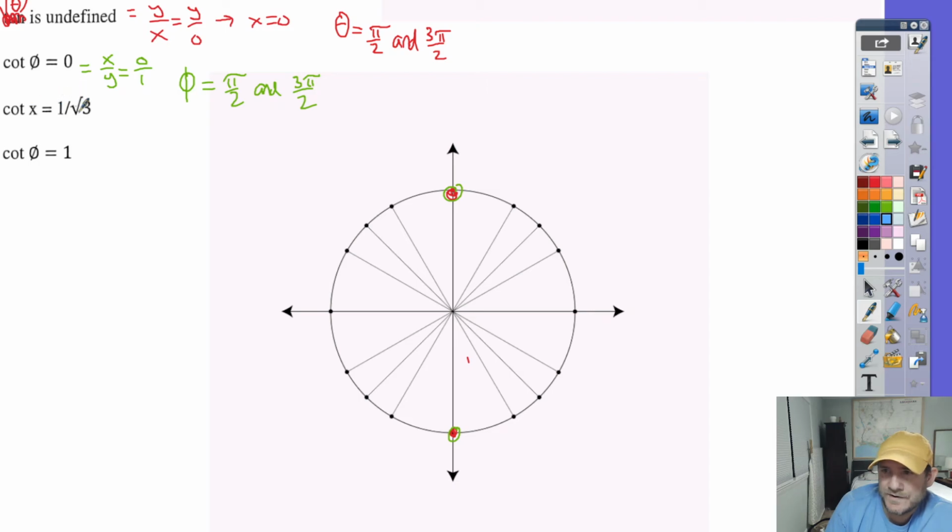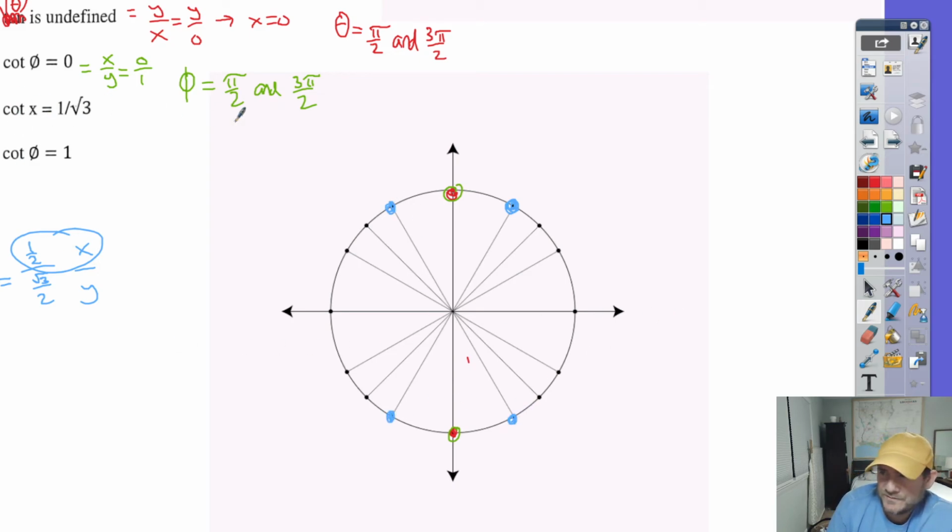Then we get a good one. So how do you get 1 over root 3? 1 over root 3 comes from a 1/2 over a root 3 over 2. And with cotangent, it's x over y. So you're looking for x's of 1/2. X is 1/2 here. Again, x is also a half here, and here, and here.